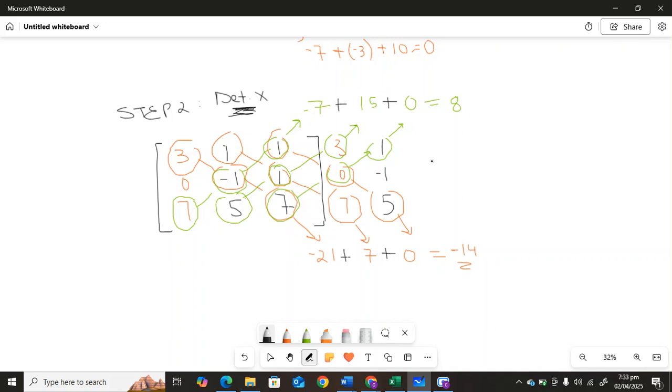So our determinant for x, remember it's leading minus trailing, so you put the negative 14 first, negative 14 minus 8. Negative 14 minus 8, that gives you negative 22.